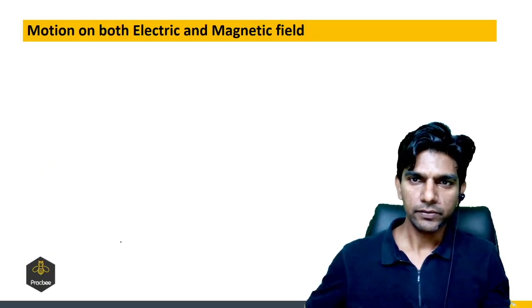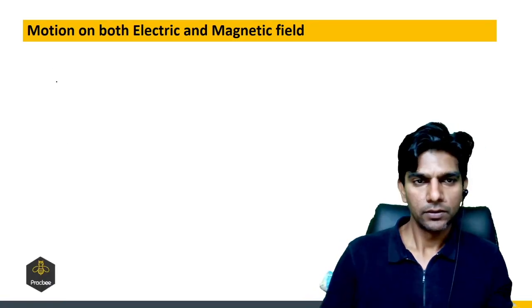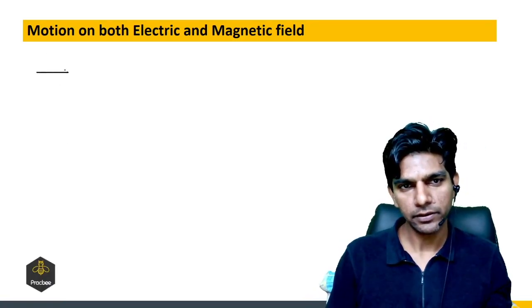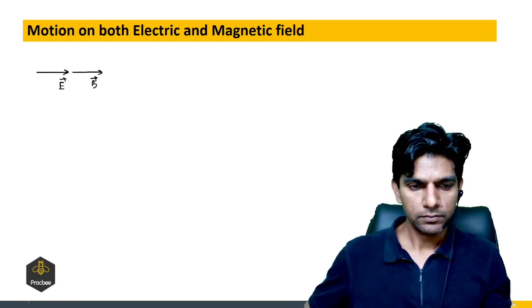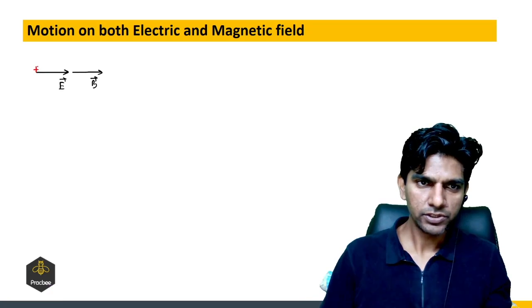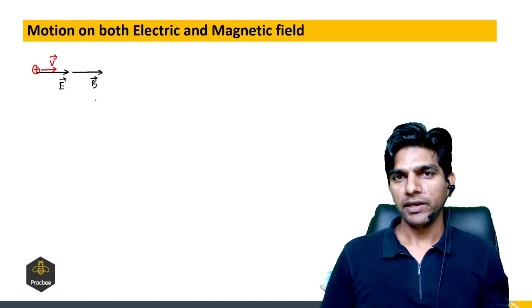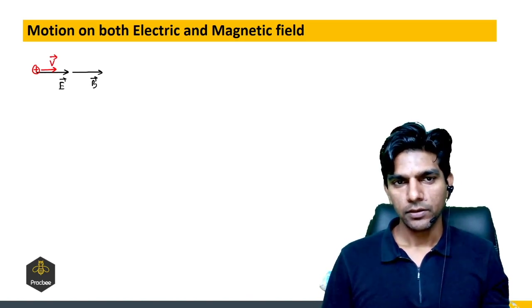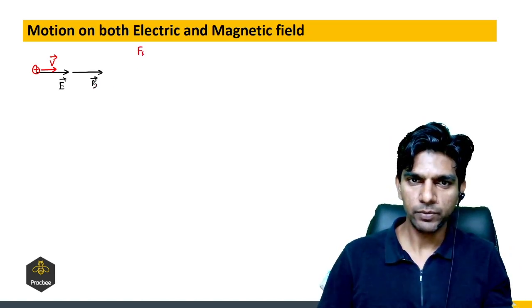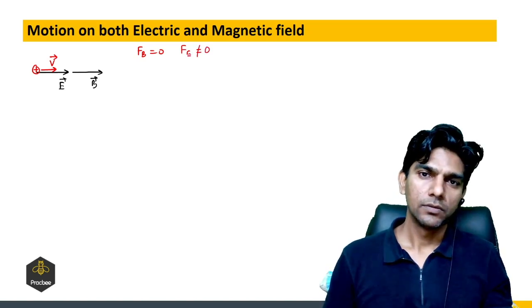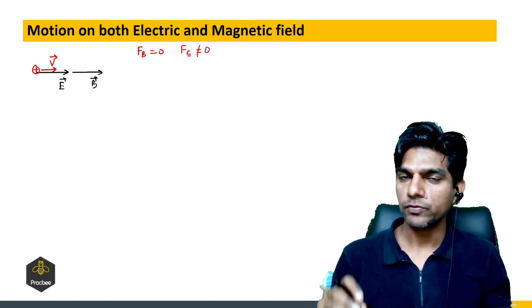Now let us see the case when we have both electric field and magnetic field. So I'm taking the very basic case when electric field and magnetic field both are in the same direction. And there is a positively charged particle and its velocity is also in the same direction. So V, E, B all are parallel to each other. So since V is parallel to magnetic field, there will be no magnetic force. So we can say F_B is 0, but F_E is non-zero.